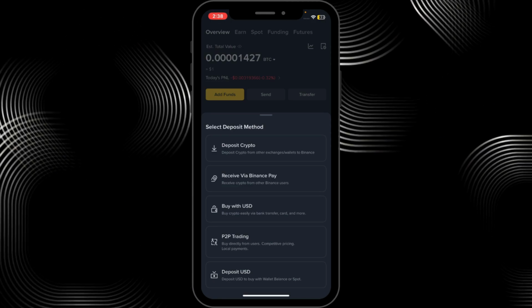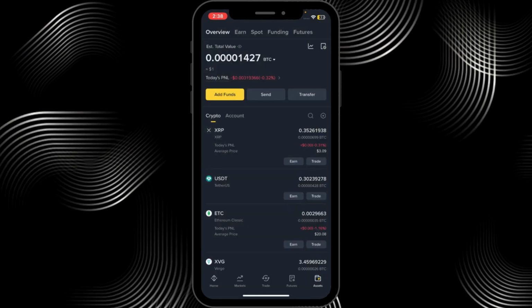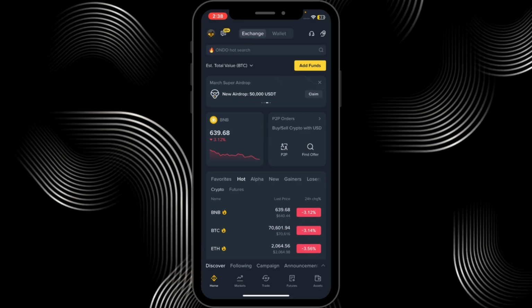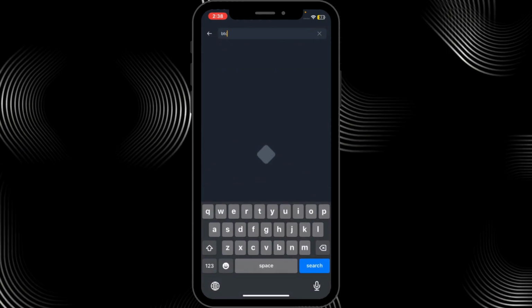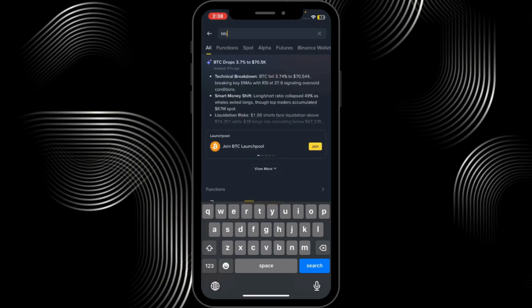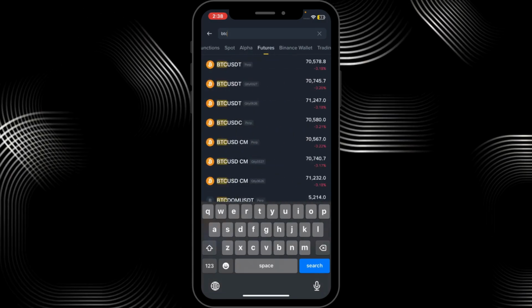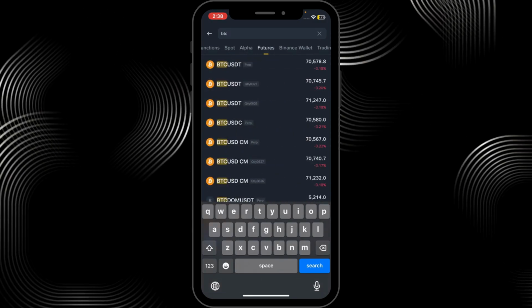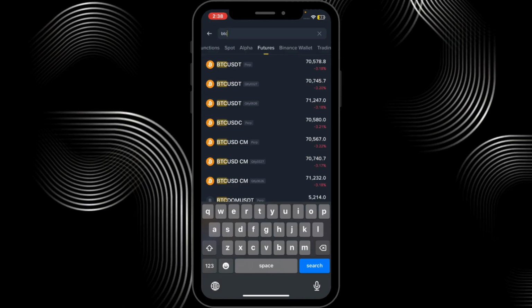Once you fund your account using one of these methods, you're going to go to home, hit the search icon at the top right, and type BTC. Let's say I'm using USDT. I funded my USDT, so I'm going to look for it right here. You can see futures at the top to make it more specific. I'm going to use BTC USDT perp.